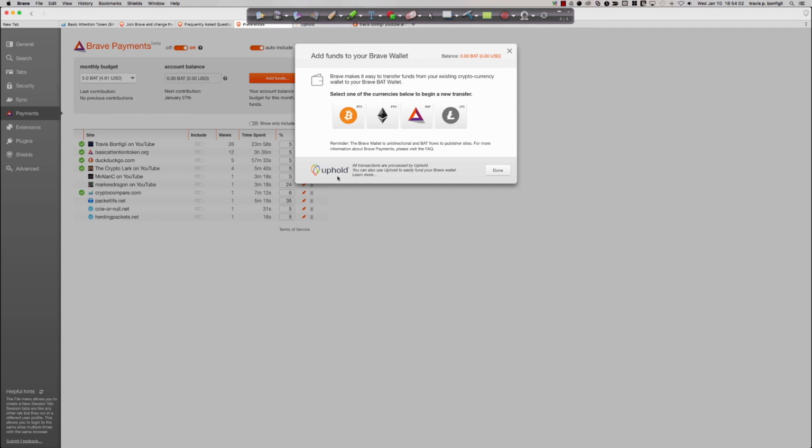And again, I don't have any basic attention tokens. I haven't run anything through here or tried to convert it into fiat currency. So I don't know what the transaction fee is going to look like with Uphold. And there may be more information on their site. Again, this isn't something that I do in order to survive. It's something that I do because I'm kind of interested in it, right?